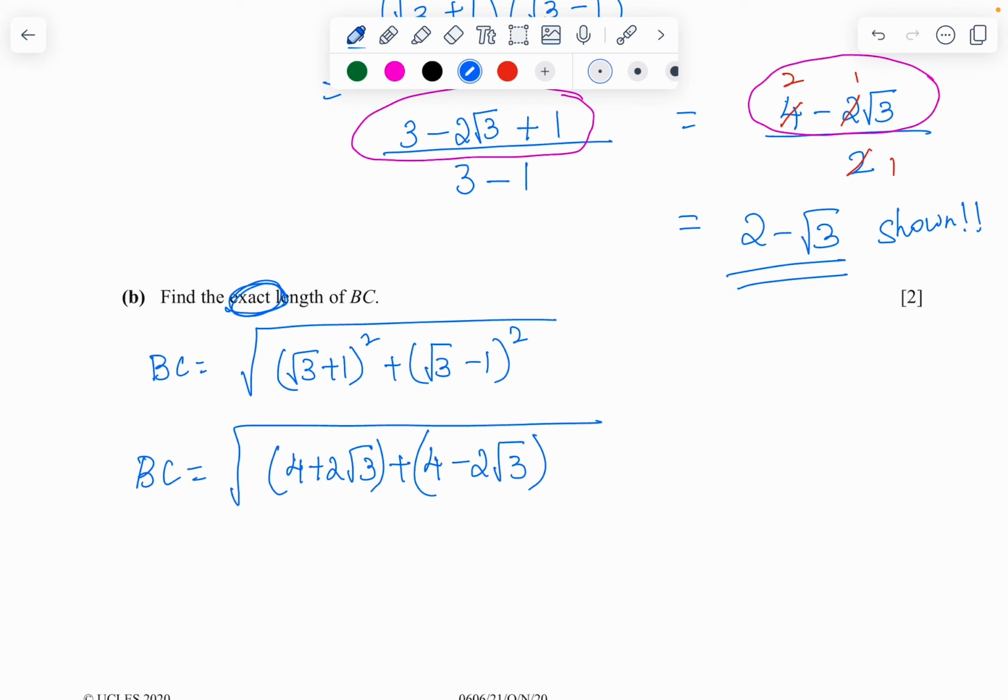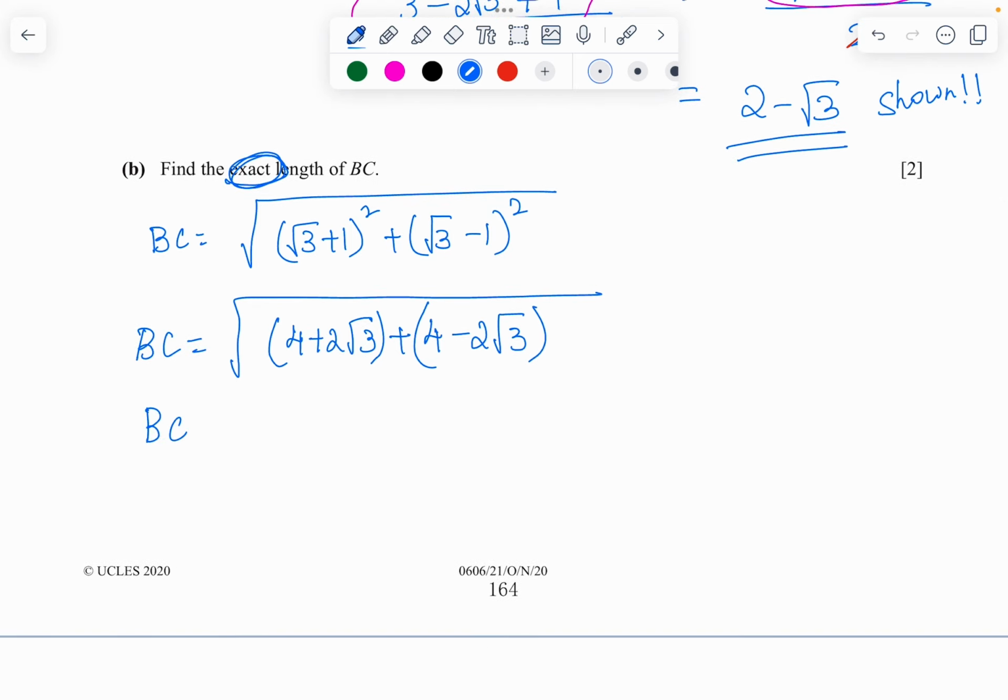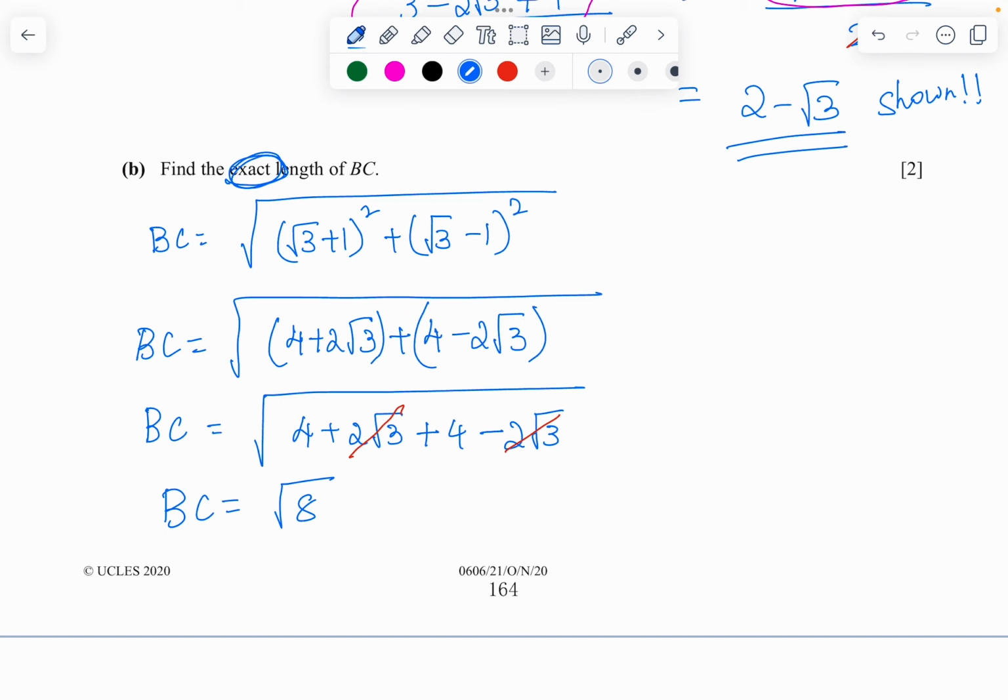Then BC is going to be, I'm going to simplify this, 4 plus 2 square root 3 plus 4 minus 2 square root 3. You can see that these both will be cancelled, plus square root 3 and minus square root 3. The answer is square root of 8. So you can give the answer as square root of 8, or you can further simplify to 2 square root 2.